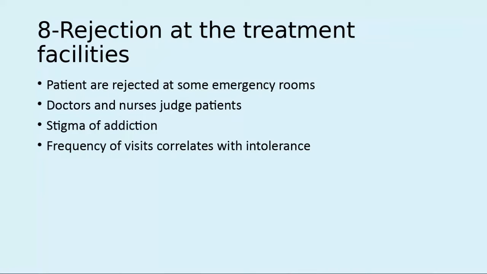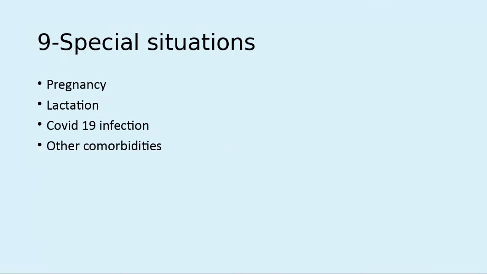Number eight, rejection at the treatment facility. Patients who are treated for sickle cell anemia are frequent visitors of the emergency room. The doctors and nurses seem to be judgmental for patients. They judge the patient as addict or not addict, or the frequency of visits correlates with intolerance. So if patients feel that they are not tolerated and welcome to be treated in a particular center, they may feel rejected and stop coming to this center, and then they will suffer more from complications.